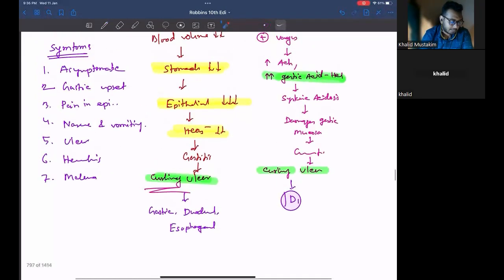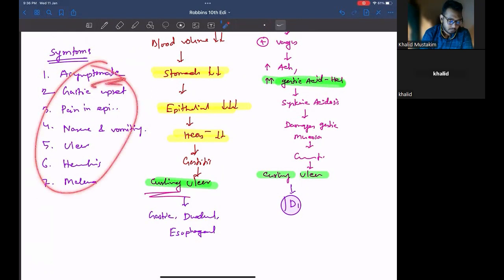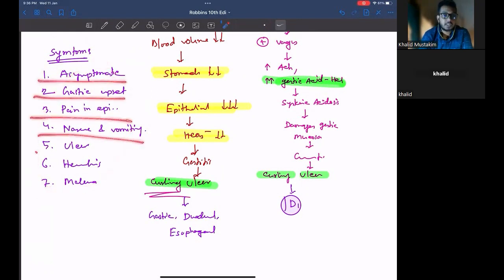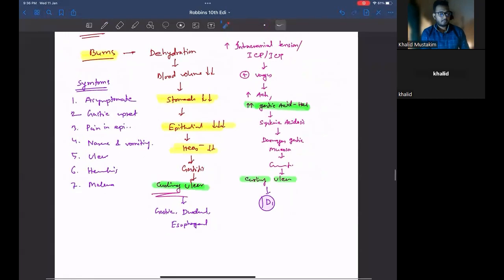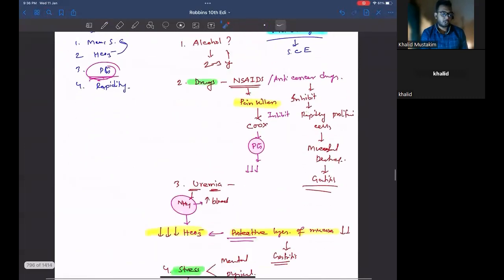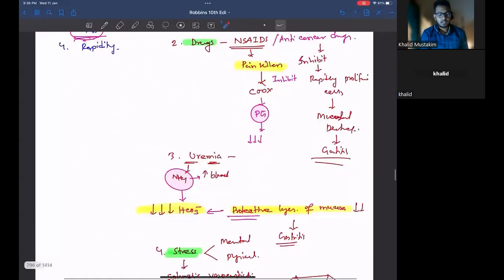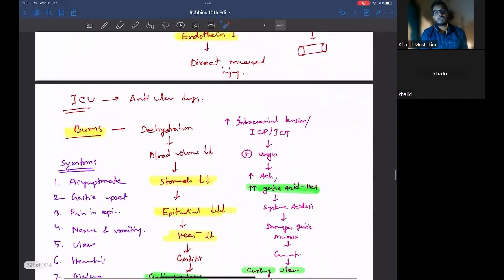So these are the symptoms which you don't need to memorize. You think in a way that if this occurs to you, what will be the problems? You already know this. First, you will be asymptomatic, then gastric upset, then pain in the epigastric region, then nausea and vomiting, then ulcer, then hematemesis, and then melena. So till now, we have discussed gastritis, the protective layers of the gastric mucosa, the damaging factors of the gastric mucosa, two types of ulcers, and the symptoms of gastritis.